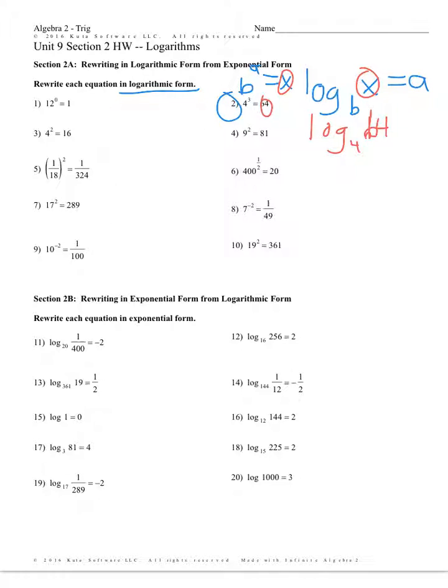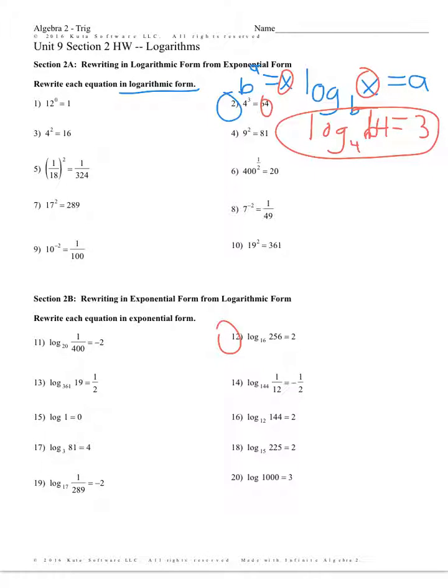So the log of 64 in base 4 is equal to the exponent that I put on the 4 to get 64, which is 3. So it's log of 64 in base 4 is equal to 3. So that's logarithmic form.